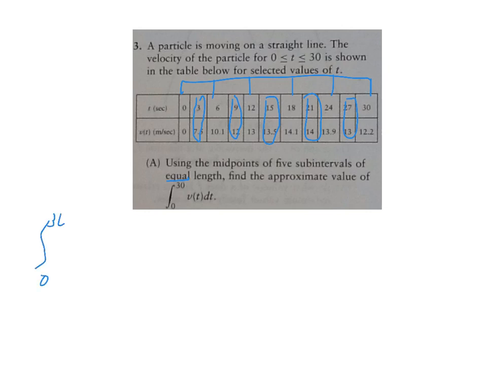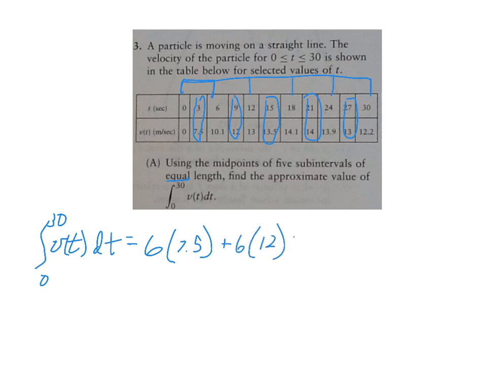Our integral from 0 to 30 of V(t) dt is 5 rectangles. Well, this width is 6 and the height is 7.5. Okay, and then we have our next one, width of 6 and height 12. The next rectangle, 6 times 13.5 is that midpoint height. 6 and 14, and finally our last rectangle here is 6 and 13.